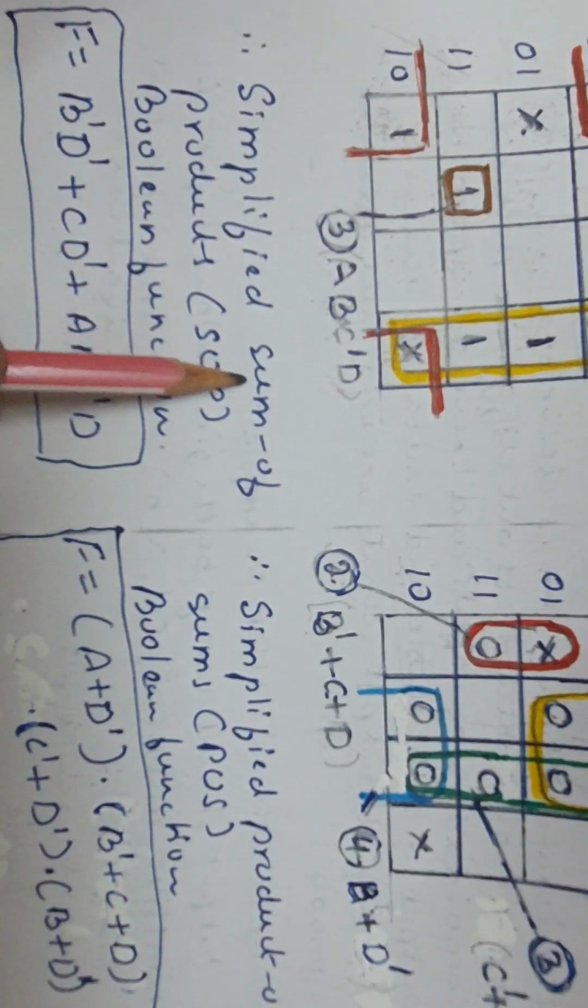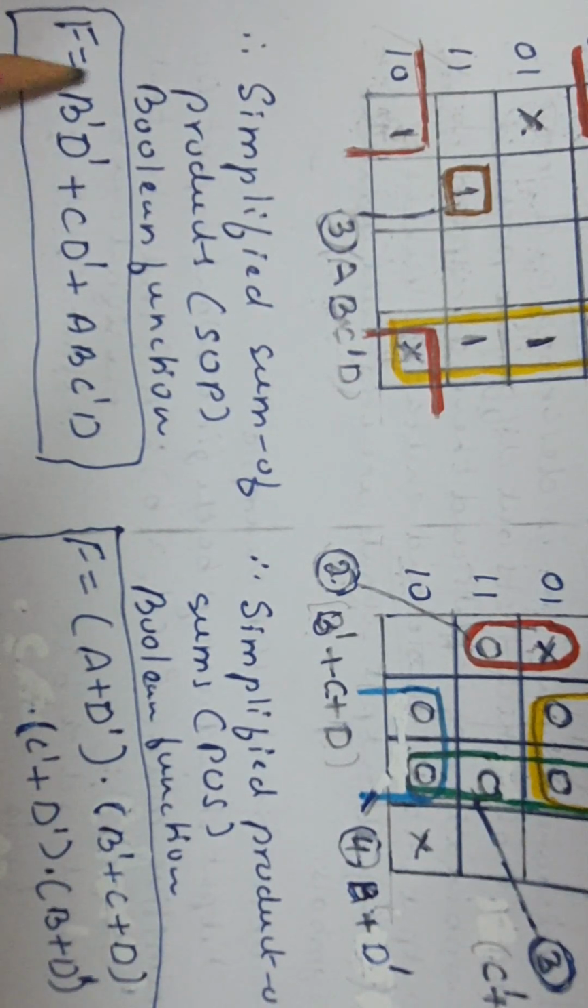Hence the simplified sum of products Boolean function is f of ABCD equal to B dash D dash plus C D dash plus AB C dash D. So these are products, and this is a sum, hence sum of products form. In that form, the simplified expression we have found.